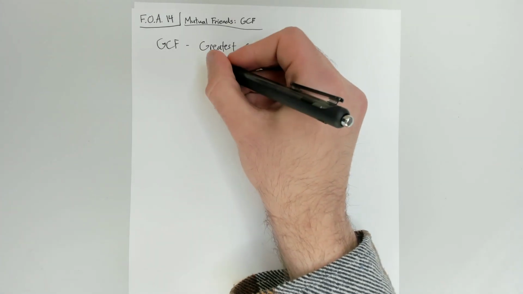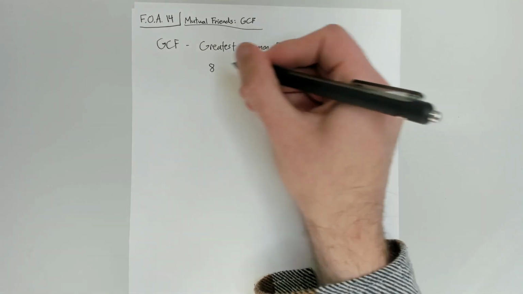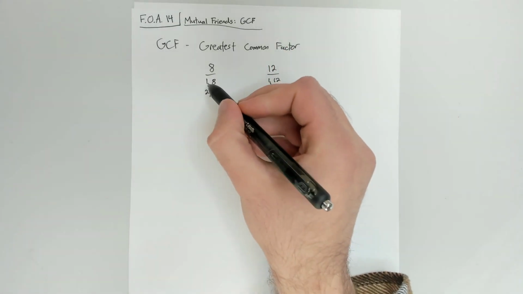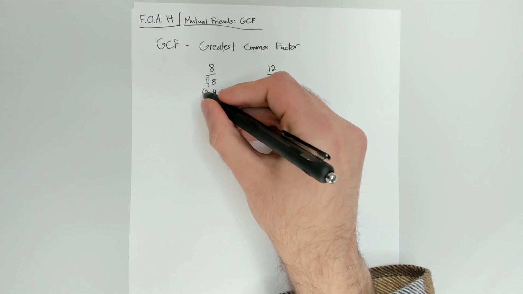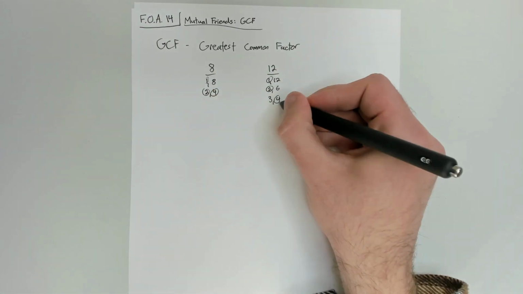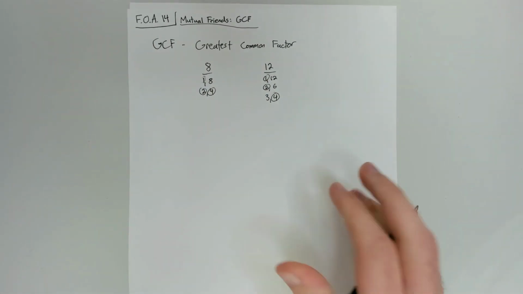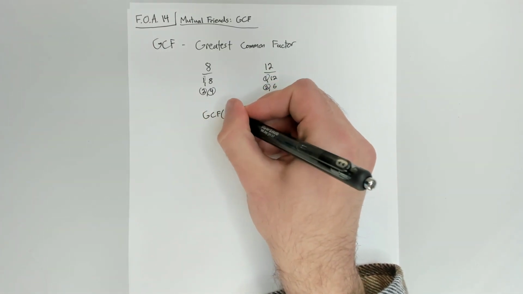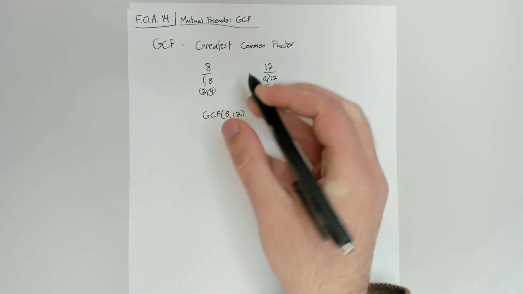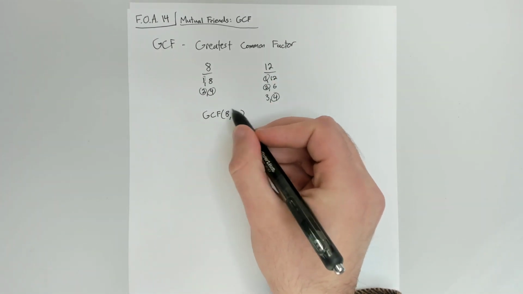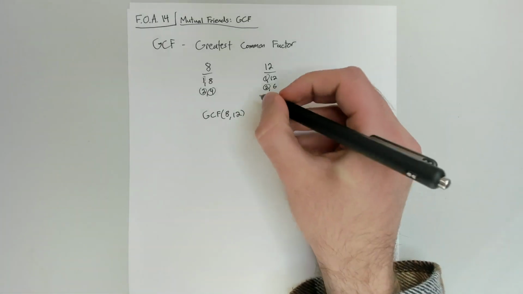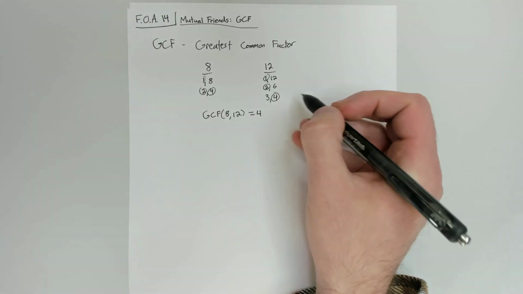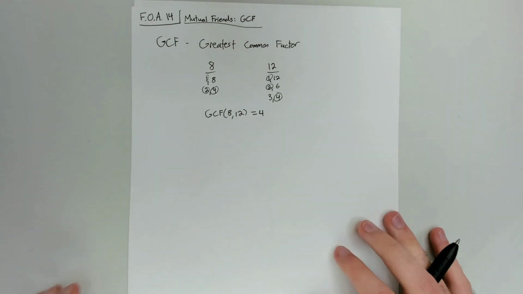So for example, if I took the numbers 8 and 12 and listed their factors, we see that 1, 2, and 4 are all the common factors here. And 4 is the biggest of that group, so that means the greatest common factor of 8 and 12, which is often written like this, GCF and then parentheses with 8 and 12 as our inputs, is going to be 4, because out of all the common factors between these, 4 is the biggest. So it's a pretty simple idea, right?